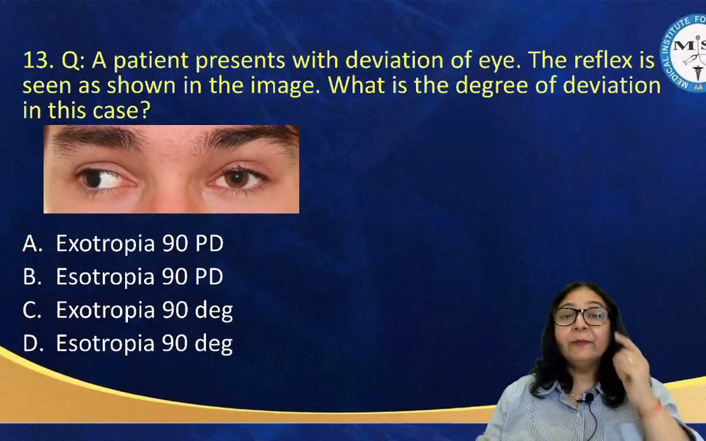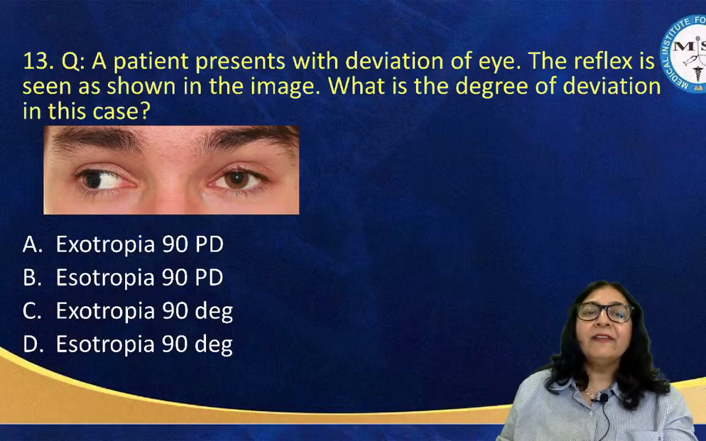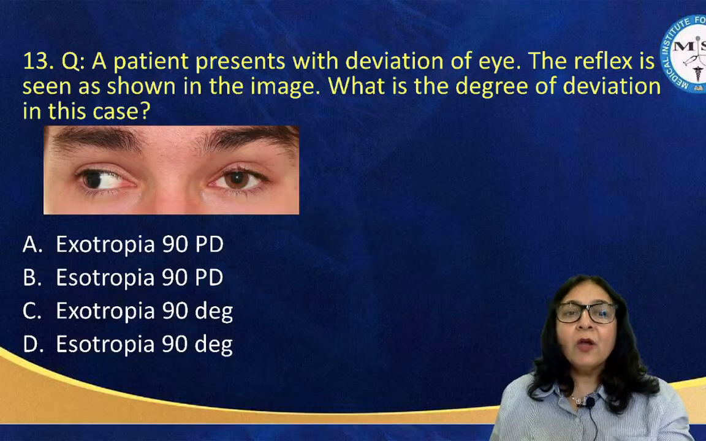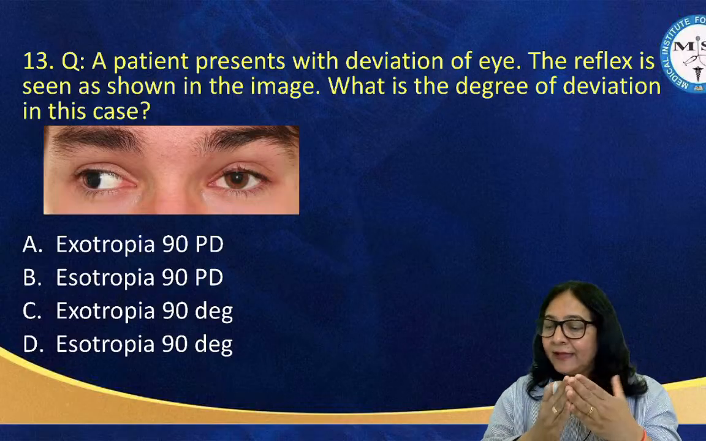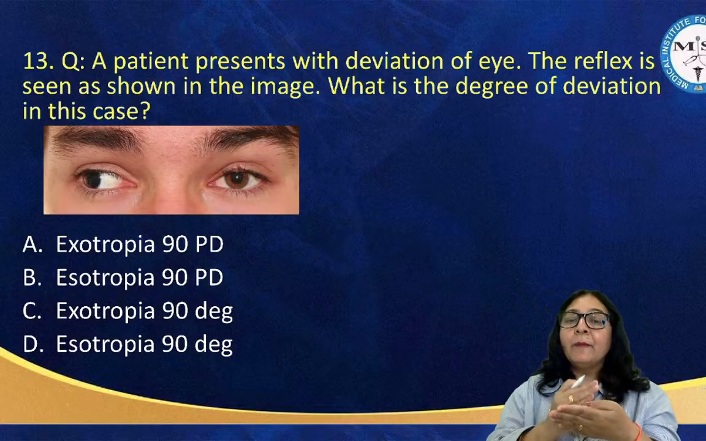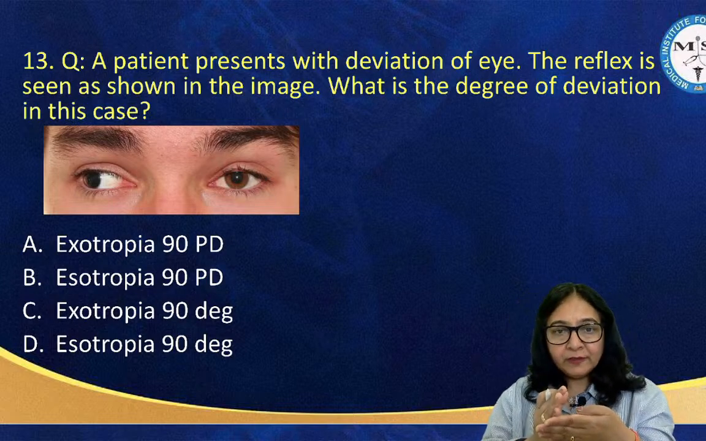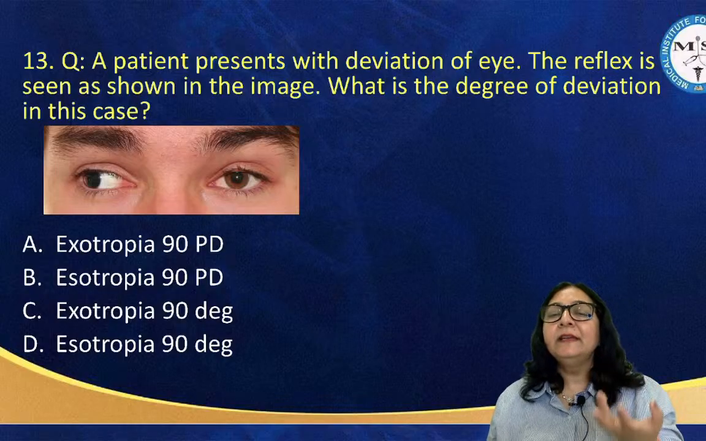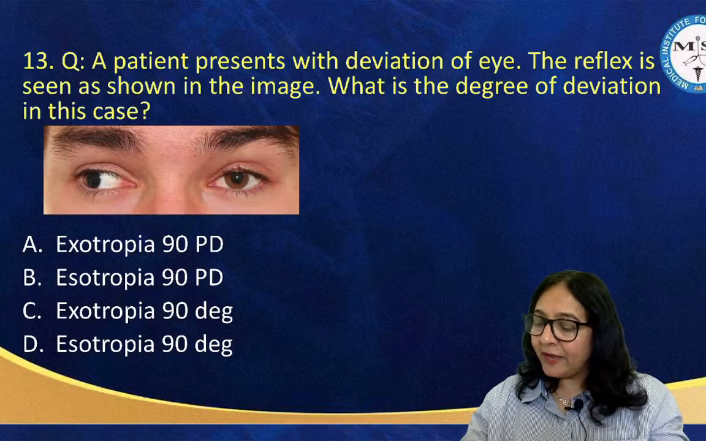Moving to the next question, beta. A patient presents with deviation of the eye and the reflex is as shown in the image. What is the degree of the deviation? Now again, the exact question is whether they asked about just the type of the deviation, that is a squint, or about the degree of the squint. That needs to be confirmed by you people.